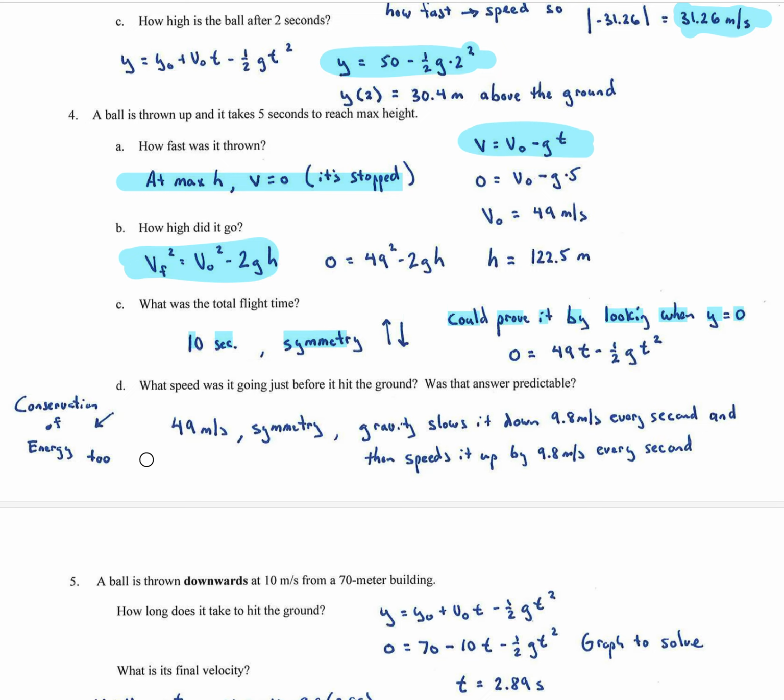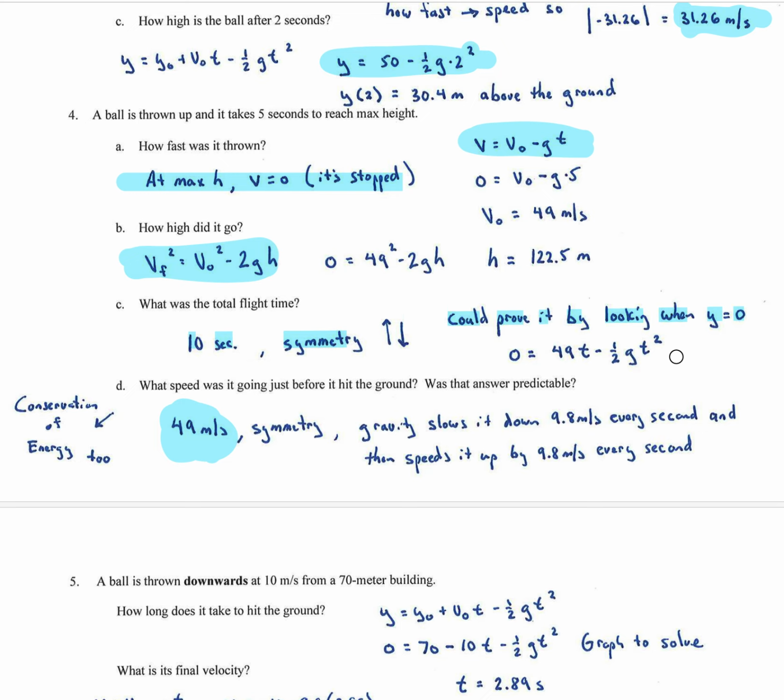Well, if it took 5 seconds to go up and 5 seconds to go down, then you actually came back at exactly 49 meters per second as well. Think about symmetry. You can prove it if you really wanted to: just figure out when h was equal to 0 and you solve this equation, you'll get 10 seconds, meaning it took 10 seconds to go up and down.